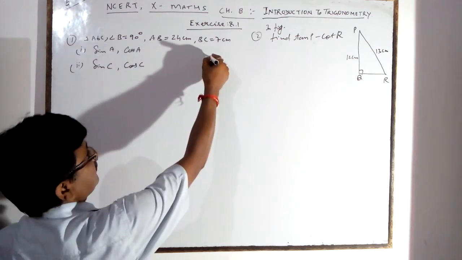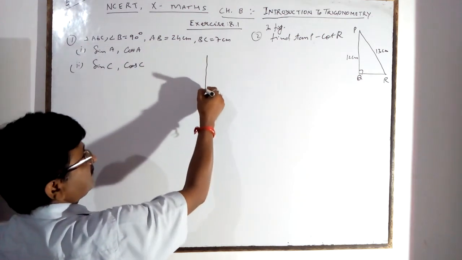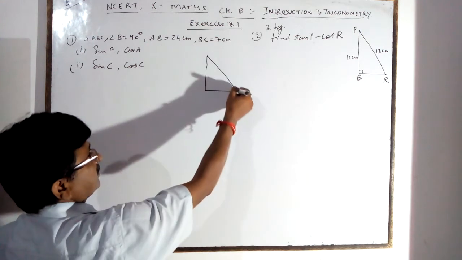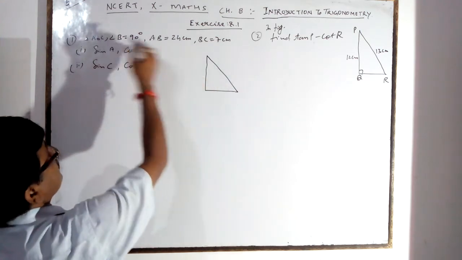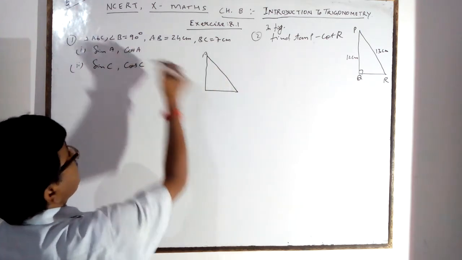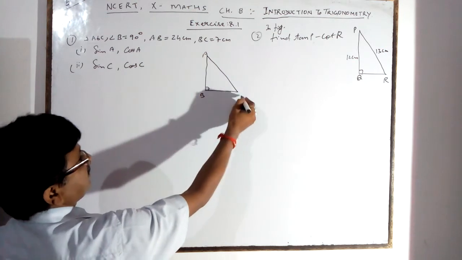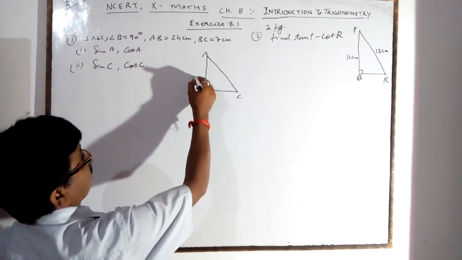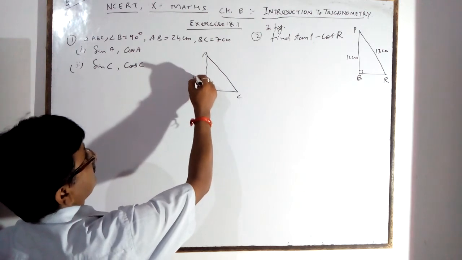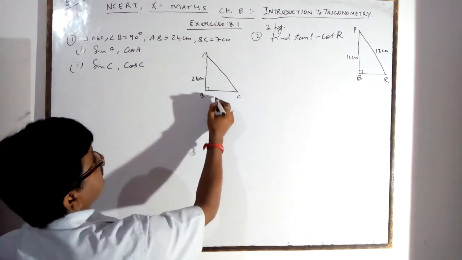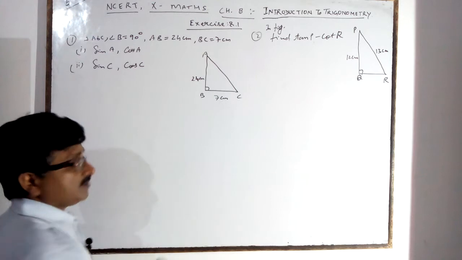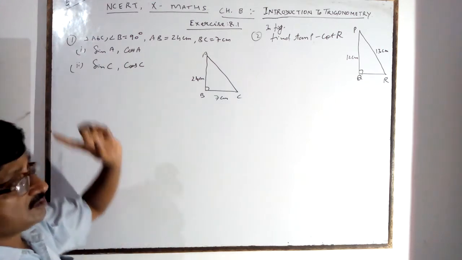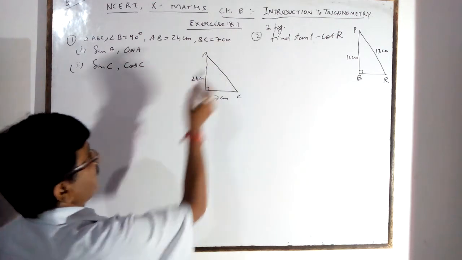Two parts are given. First of all, you will draw the figure. One triangle you will draw. What is given? A, B, C, with B 90 degrees. So you write here B 90 and C is here. In this, AB is 24 centimeters and BC is 7 centimeters. Because you want sin and cos, first you find the hypotenuse.